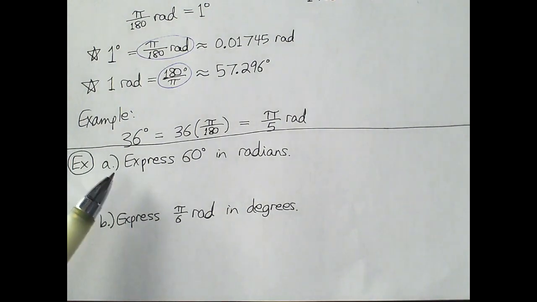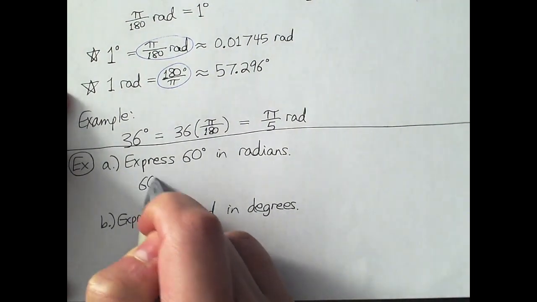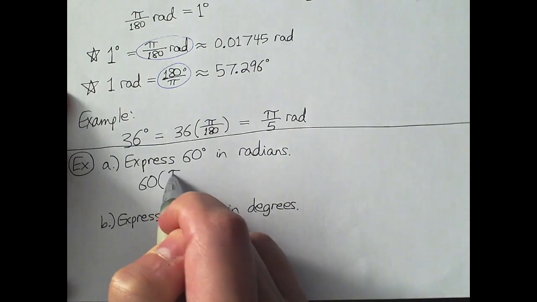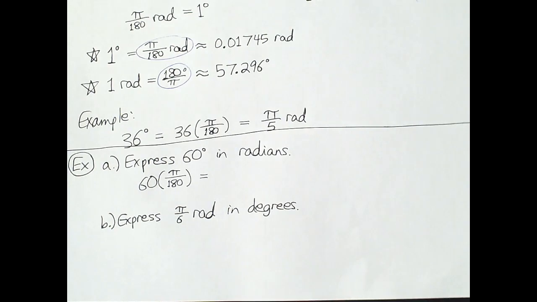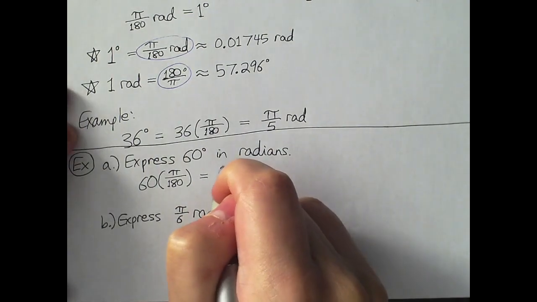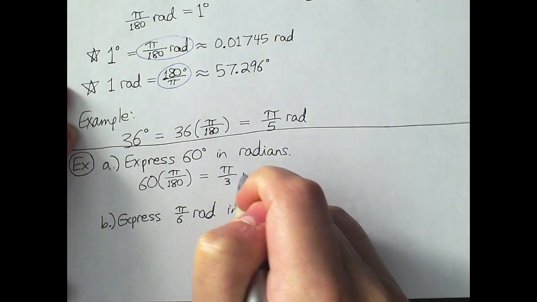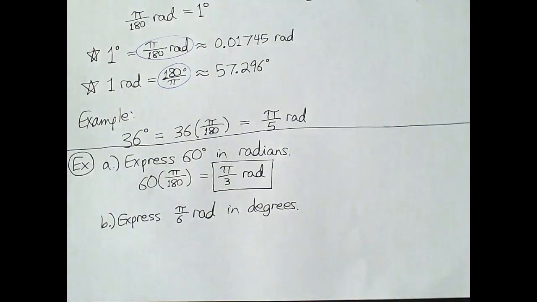Okay, 60 degrees in radians. It's going to be kind of what we did with 36, right? Same idea. So let's just take 60 and multiply it by pi over 180. And then just see if it simplifies at all. 60 over 180. Yeah, that does divide, right? 60 divides into 180 3 times. So this is going to be pi over 3 radians. That's my answer to part A. So go ahead and pause the video and try part B.